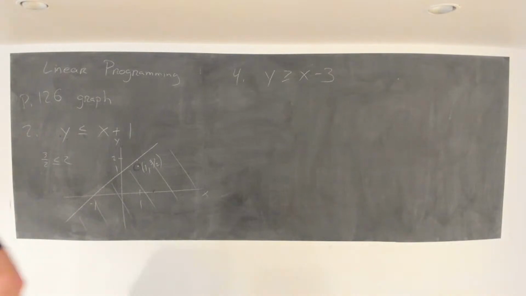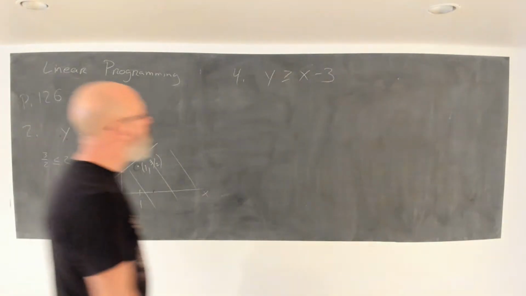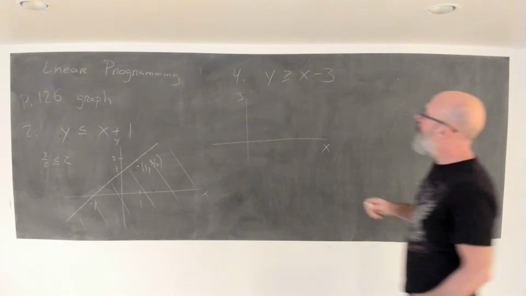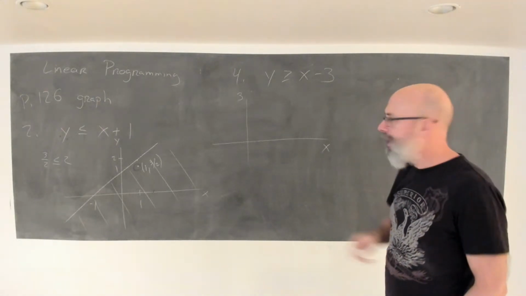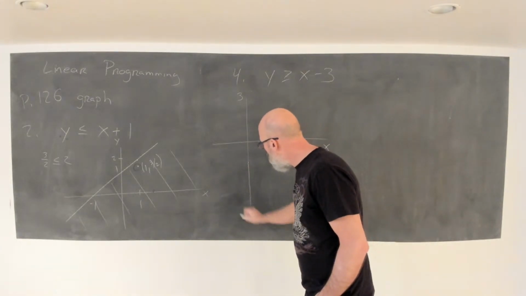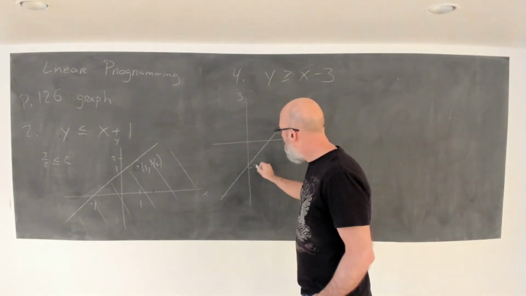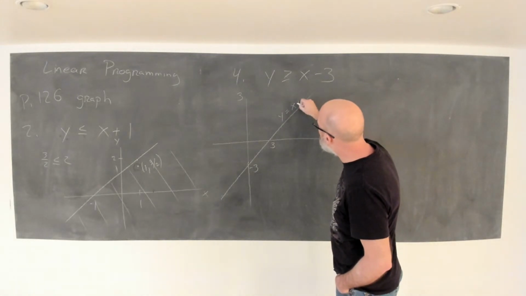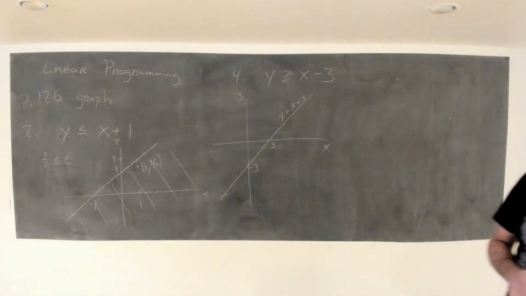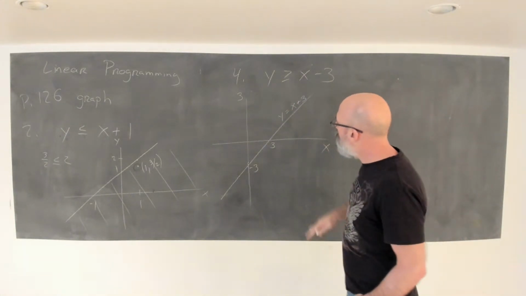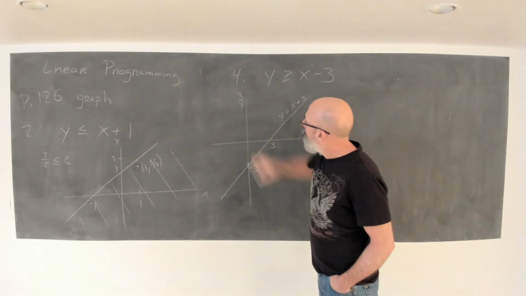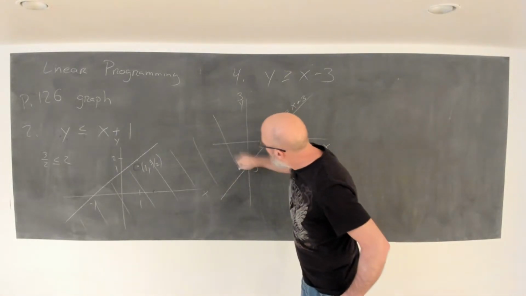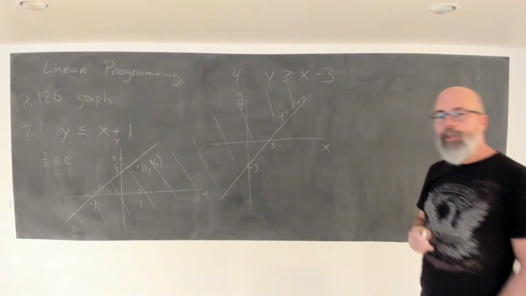Let's try another one. Same thing. Let's start by looking at the line y equals x minus 3. Again, it's just a straight line with y-intercept minus 3 and x-intercept 3. And we want the region y bigger than or equal to, in other words, everything above, all the y values that are larger than this line. This is the region.